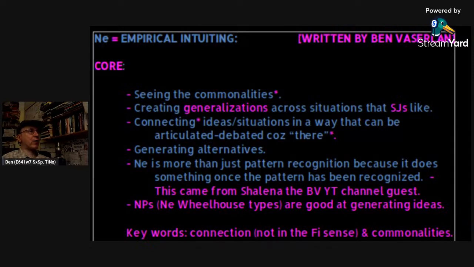Yeah, I know it creates the generalizations the SJs like, because the SJs are looking for a generalization that can be trusted, because they're safety first. Again, another feature of NE: connecting ideas and situations in a way that can be articulated and debated, because they're right. Then this is how it gets empirical.